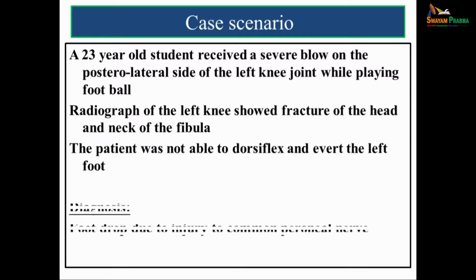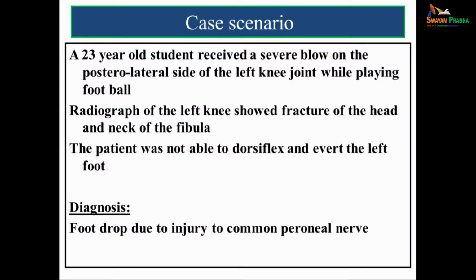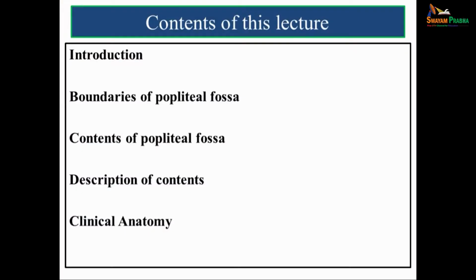So, the clinical diagnosis of this condition is foot drop, which is due to injury to the common peroneal nerve, which is located in the popliteal fossa. So, the contents of popliteal fossa are very important. So, first of all, we will study the anatomy of the popliteal fossa. Now, I am going to talk to you in the following topics: a brief introduction, the boundaries of popliteal fossa, contents of popliteal fossa, description of contents, and the clinical aspects involved in this region.